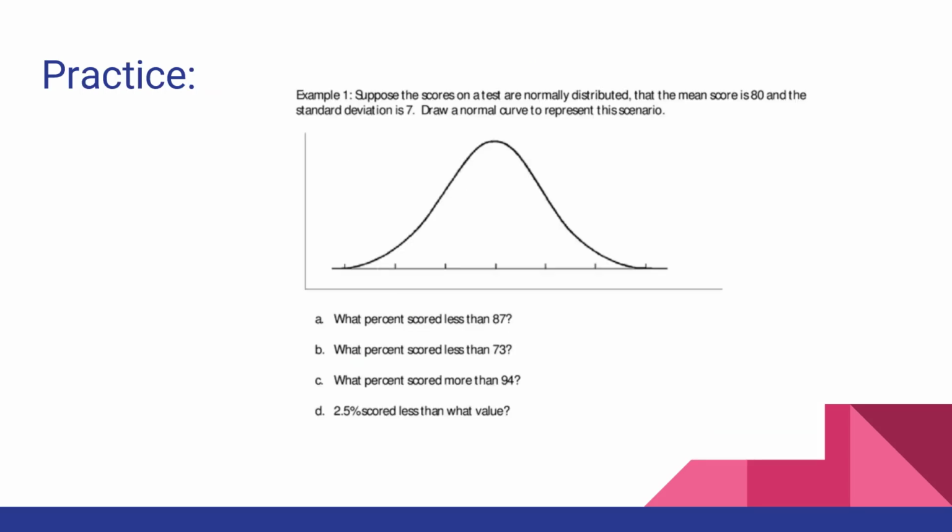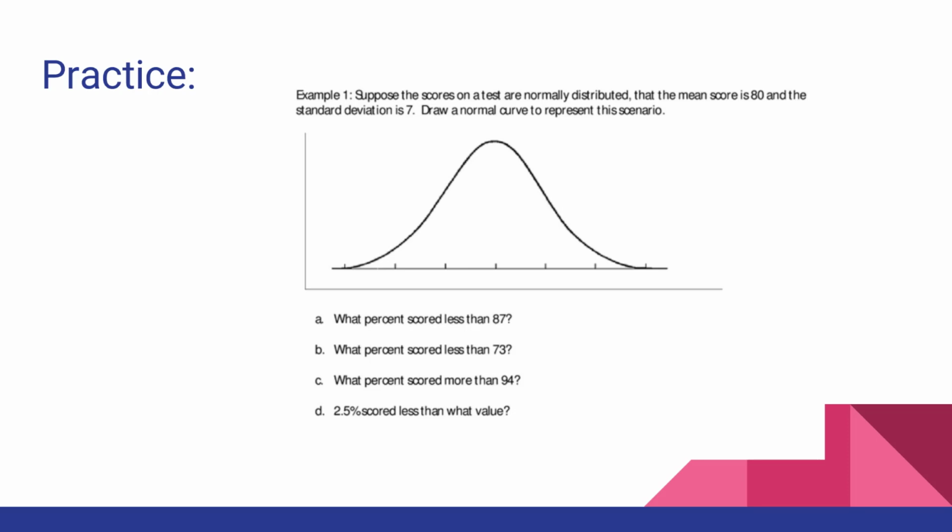So here's some practice with that. Let's suppose the scores on a test are normally distributed, and the mean score is 80, and the standard deviation is 7. We have a couple problems to look at. What percent scored less than 87? What percent scored less than 73? More than 94? And then part D is a little bit different.